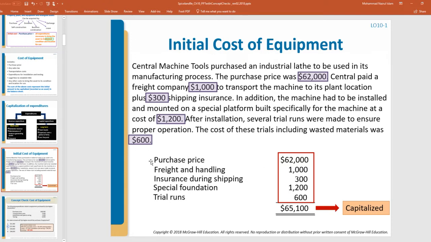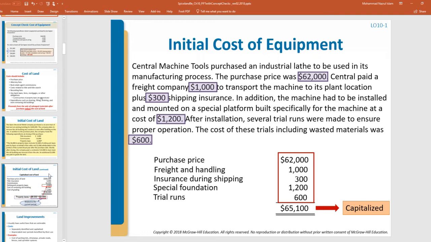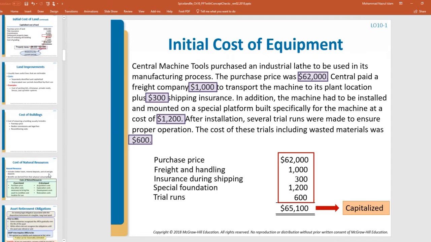So think that the purchase price is one time, freight and handling one time, insurance during shipping. See, during shipping it is one time. So we'll be adding a special foundation. This has been created only for the installation of the machine and the trial runs. So this is the total cost. Okay, and then we will be discussing the asset retirement obligations.